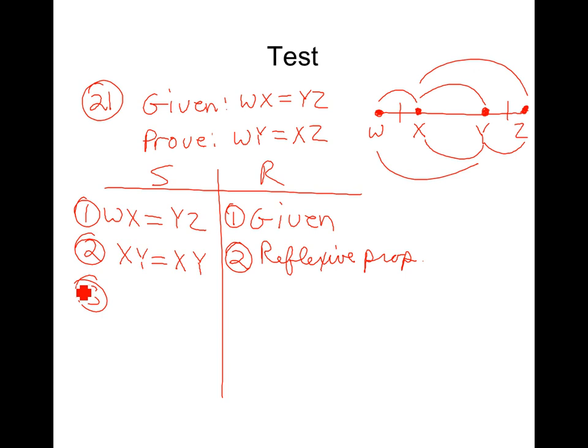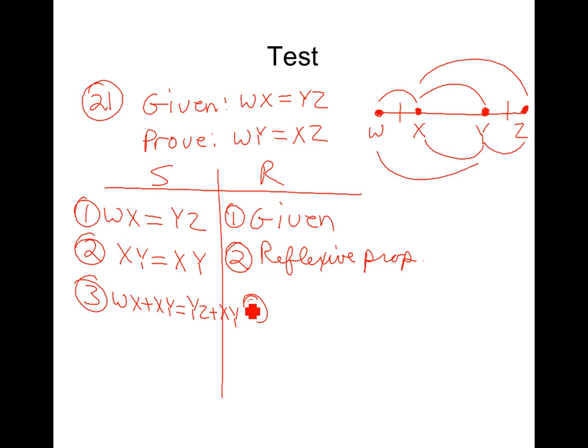So we know that XY equals XY, reflexive property. So that's equal to itself. Now the next part that they say, I think they said something like this: WX plus XY equals YZ plus XY.